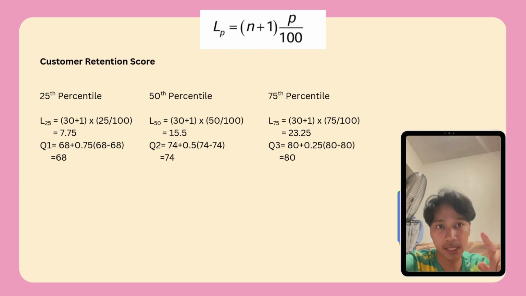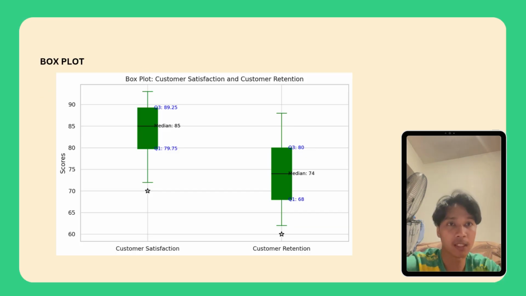The 7th and 8th scores in this set are both 68. So Q1 equals 68 plus 0.75 times (68 minus 68), which equals 68. That means the 25th percentile for retention is 68. Just like before, we use the same method for the next percentiles. Q2 is 74, Q3 is 80. That's all. Lastly, for the box plot, let's start with the customer satisfaction on the left.